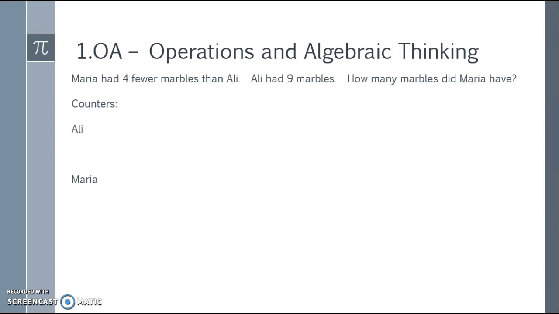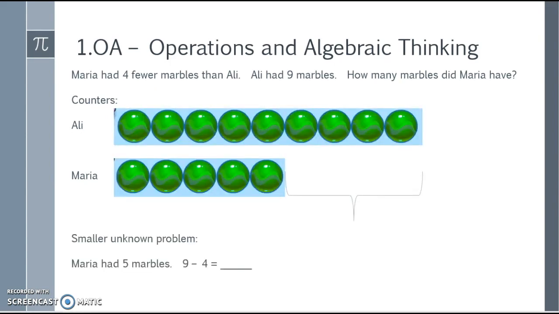Maria had 4 fewer marbles than Allie. Allie had 9 marbles. How many marbles did Maria have? So we have our counters again. This time it's a little backwards because we know that Allie has 9 marbles, and we know that Maria had 4 fewer than Allie. So I'm leaving a gap there of the fewer piece. So 9 minus 4 is how many? Maria had 5 marbles. Another way of writing a smaller unknown problem.